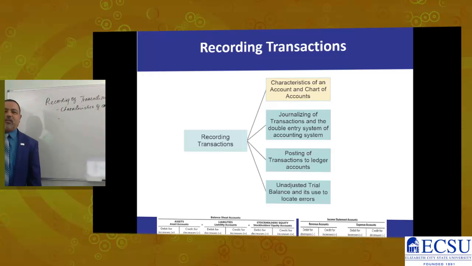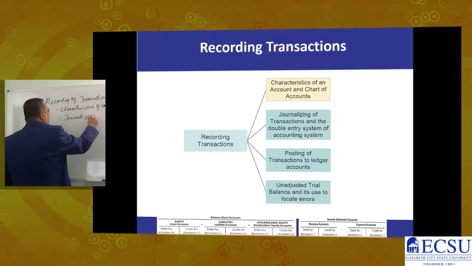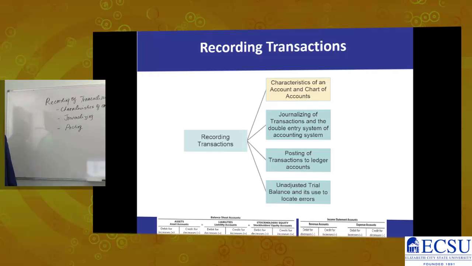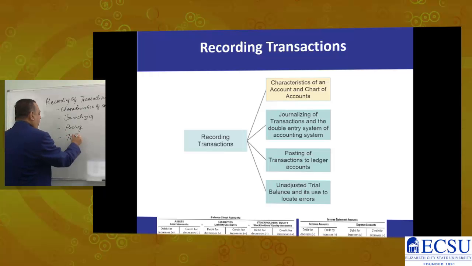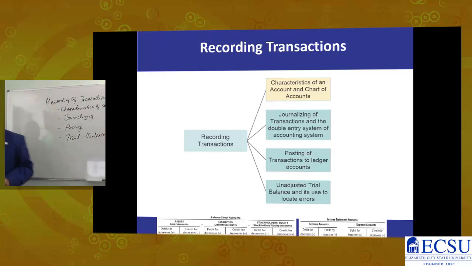Number two, we are going to talk about journalizing the transactions. And then we are going to talk about the posting of those transactions into different accounts, or the ledgers as we call them. And then finally, we'll prepare a trial balance. At this point in time, we'll be preparing an unadjusted trial balance. So that is the agenda for this particular chapter.